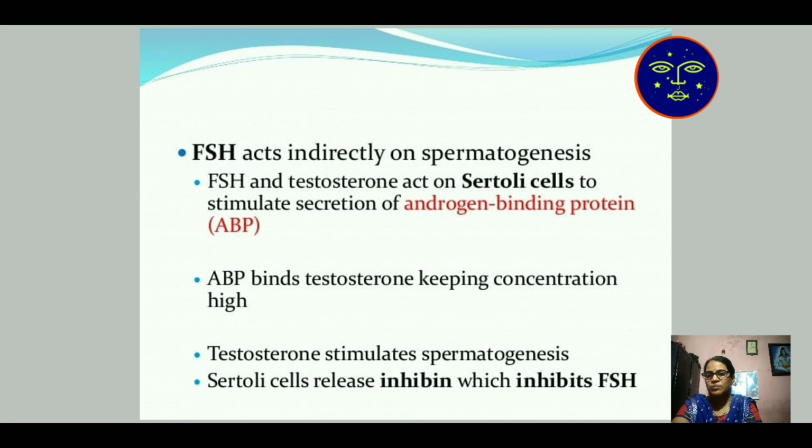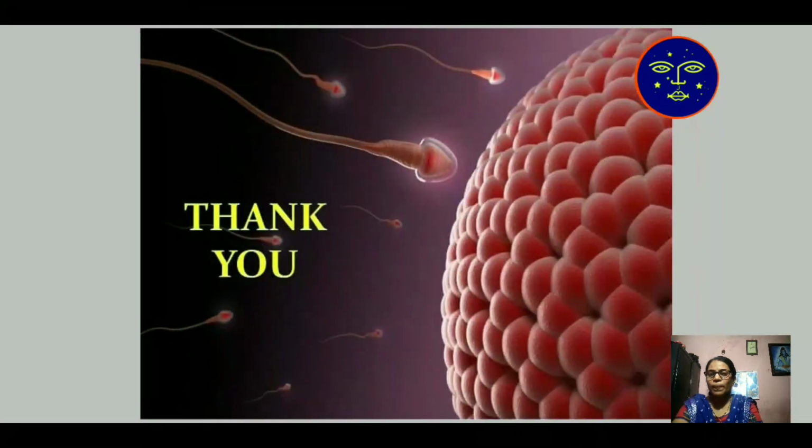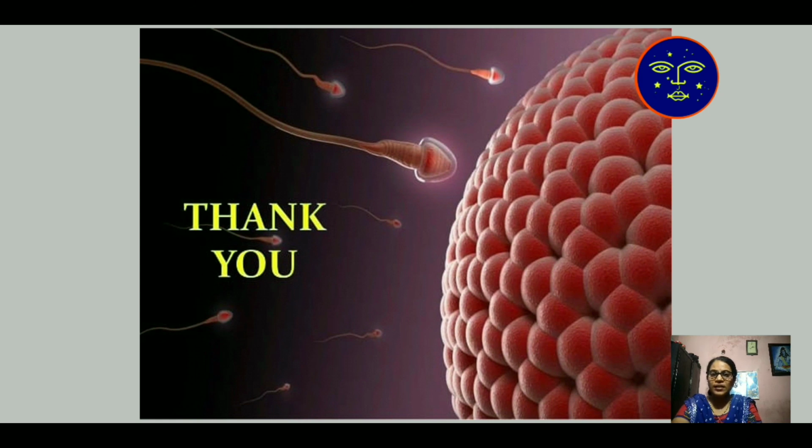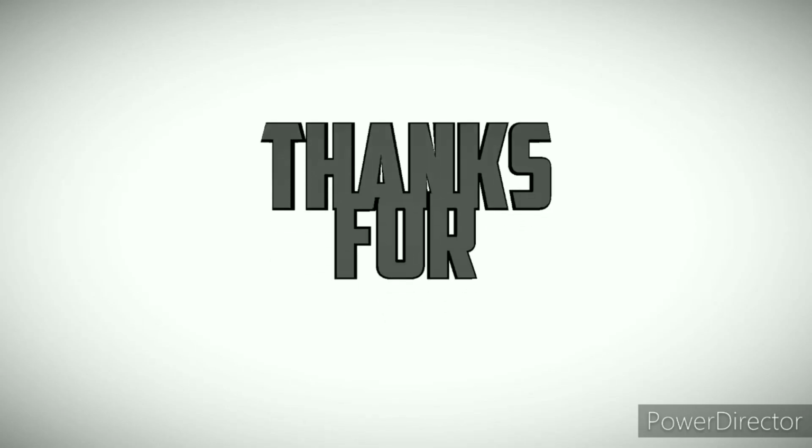Testosterone stimulates the spermatogenesis process, and Sertoli cells release inhibin, which inhibits and regulates the FSH hormone. So this is the total process of spermatogenesis, and this is your second long question of your zoology topic, spermatogenesis. Here is the structure and total process. Thank you.